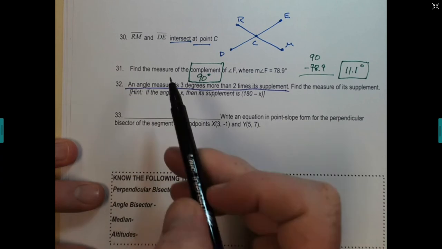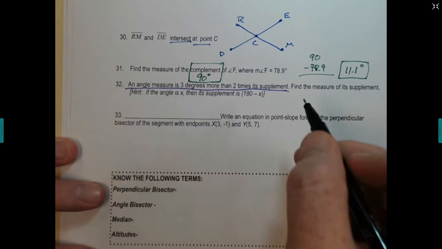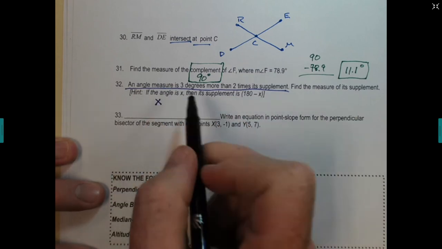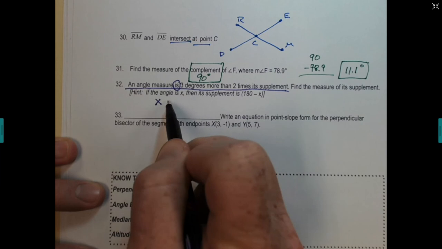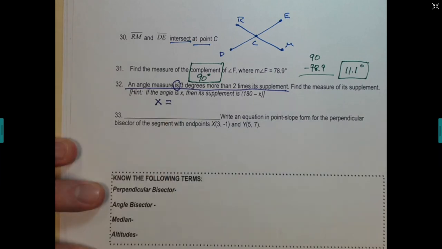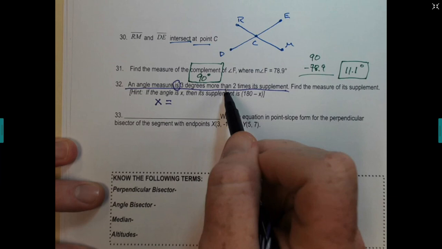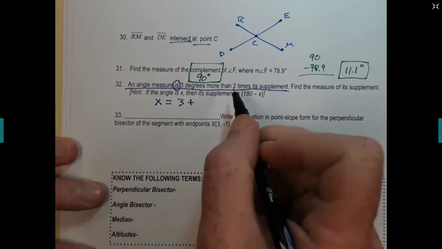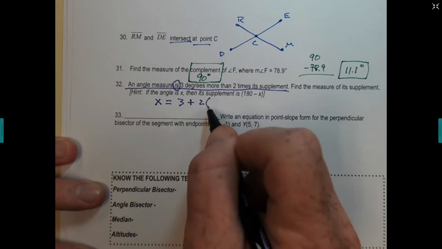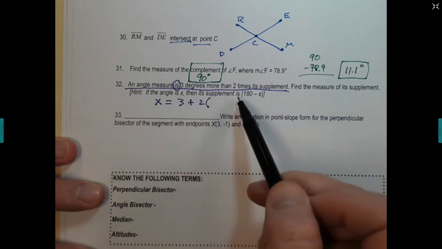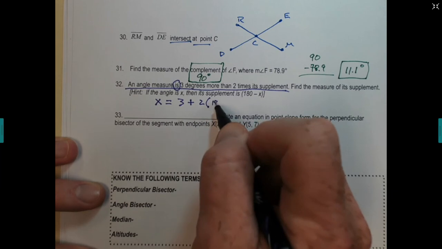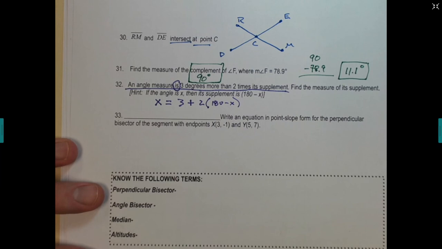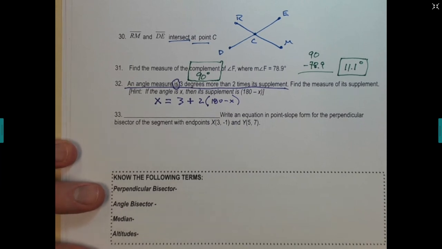32 is much more difficult. An angle measure, so this part just means x. "Is" always means equals in mathematics. 3 degrees more than 3 plus 2 times, and it gave you a hint in here, its supplement is whatever 180 minus x is. So that sentence has converted to an algebra problem.